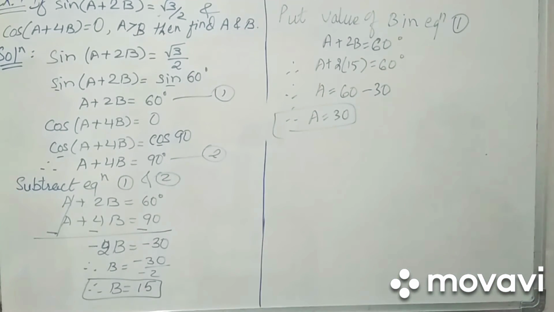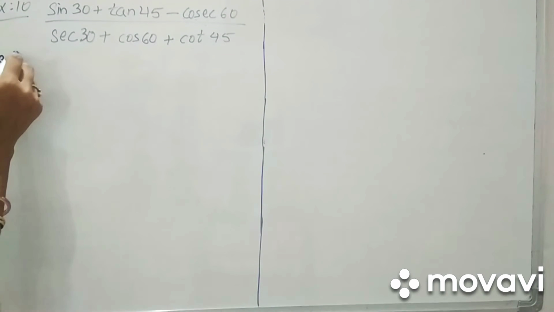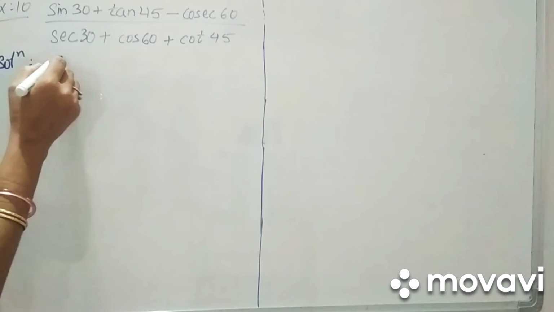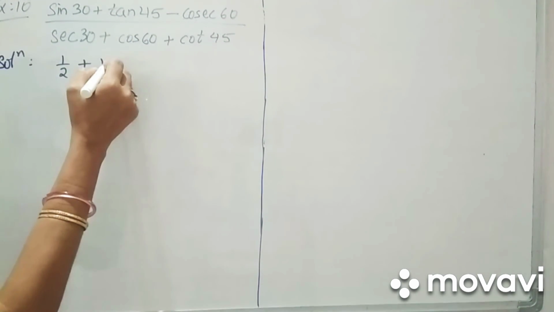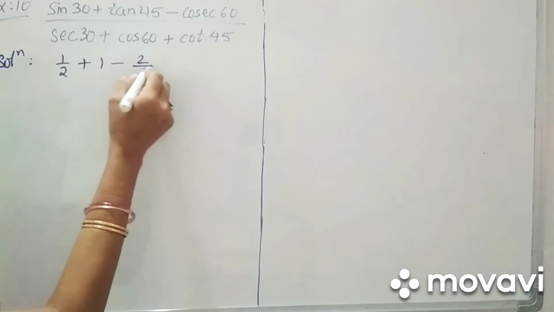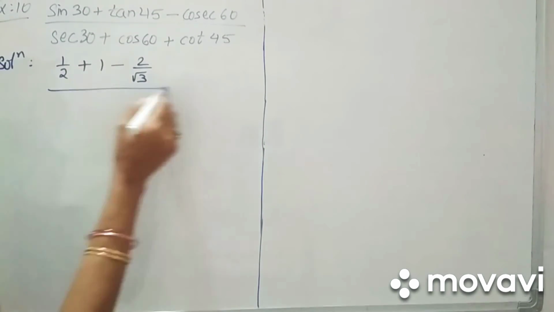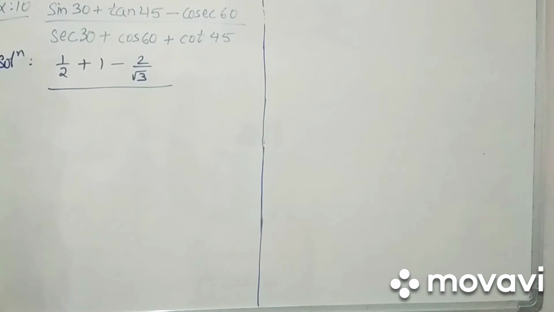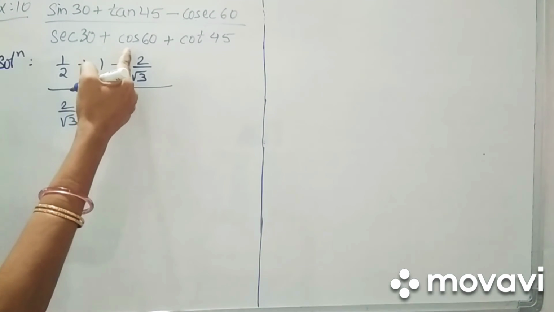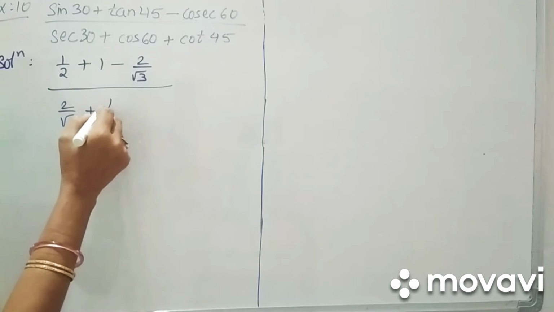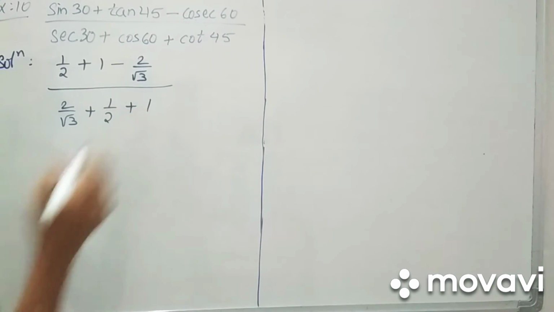So, dear students, you got the values of a and b: a as 30 and b as 15. What you will do for this is put in the values. Sin 30 is 1 upon 2. A positive sign remains a positive sign. Tan 45 is equal to 1. Cosec 60 is equal to 2 upon root 3, whole upon sec 30, which is 2 upon root 3, plus cos 60 is 1 upon 2, plus cot 45 means 1.